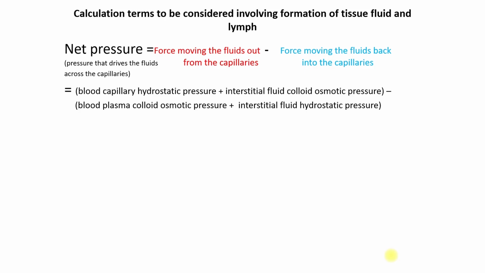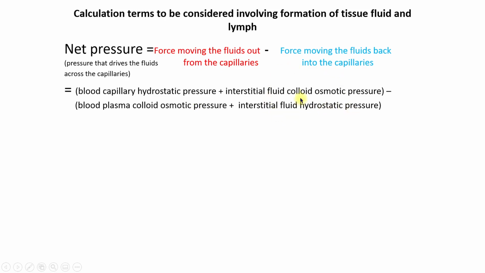Or we can rewrite that as blood capillary hydrostatic pressure, plus interstitial fluid colloid osmotic pressure, or interstitial fluid osmotic pressure, right, minus the sum of blood plasma colloid osmotic pressure, or blood plasma osmotic pressure, plus the interstitial fluid hydrostatic pressure, right?